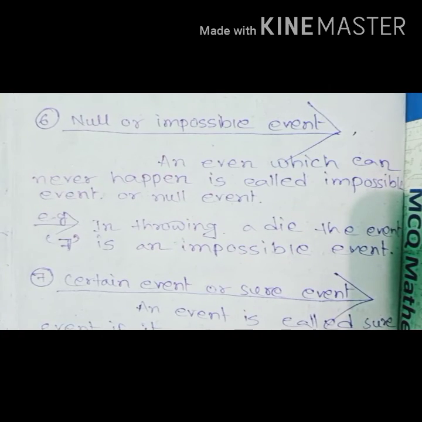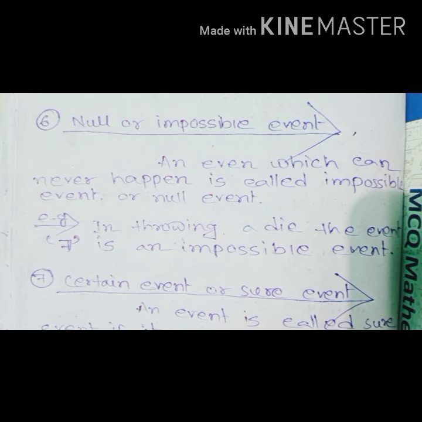Next, null or impossible event, which means the possibility of an event happening is 0, then it is called null. When you are throwing a die, getting a result of 7 is impossible, because a Ludo die has no 7, it goes only up to 6. So the probability of getting 7 is 0, so this is an impossible event. When a coin is tossed, nothing other than head and tail can be obtained; in that case, anything other than head and tail is an impossible event.